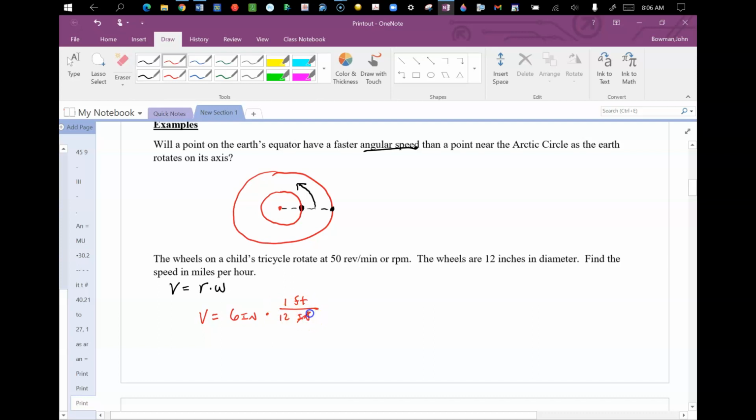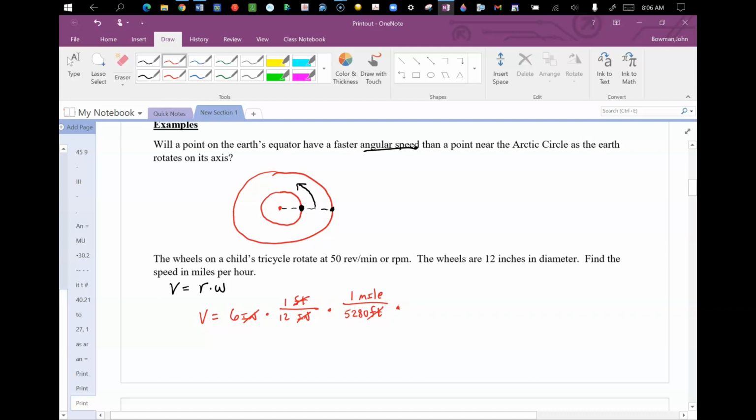Those inch units will cancel out, and then we have to convert from feet to miles. In case you don't know this, there are 5,280 feet for every 1 mile. You might want to write that down somewhere because that comes up quite often. So the feet units cancel and we're left with miles. So we've converted our radius to miles, and we'll do all those calculations in just a minute.